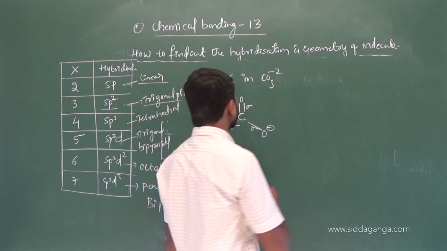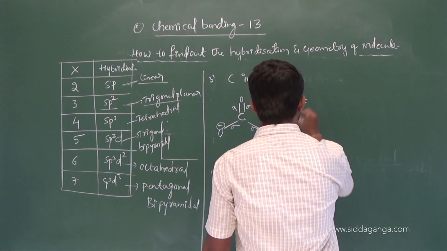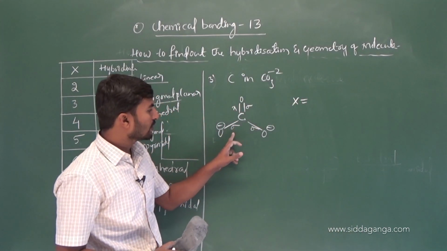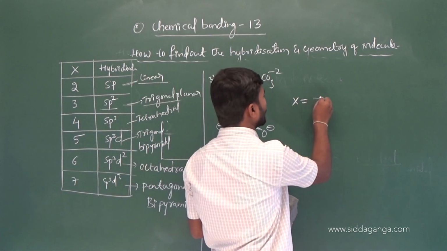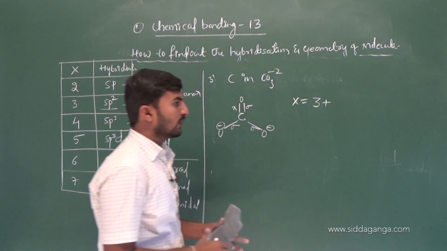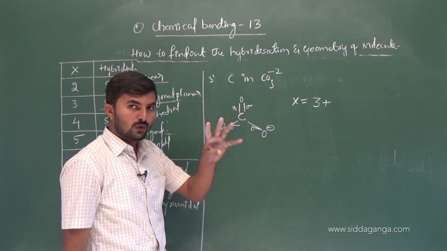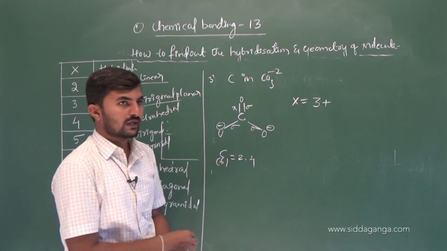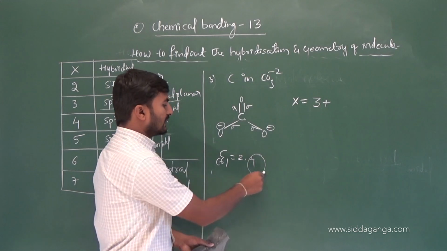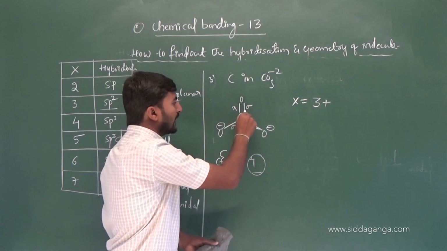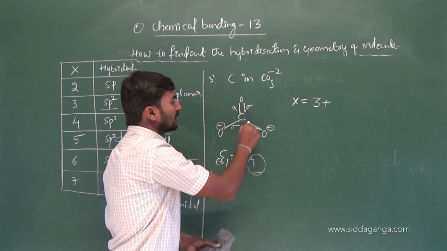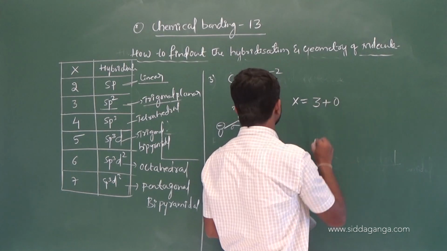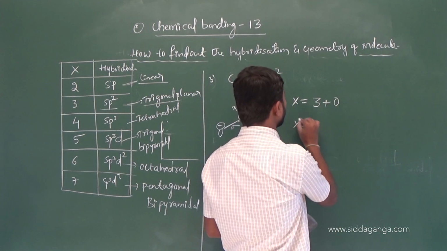Okay, next, to calculate X, the number of sigma bonds around the central atom are 1, 2, 3. There are 3 sigma bonds present on the central atom, followed by the valency of carbon, which is 4, because carbon has the configuration 2s2 2p2. The 4 electrons present in the valence shell are utilized in the bond formation. That is why there are no lone pairs on the carbon atom. So the value of X becomes 3.